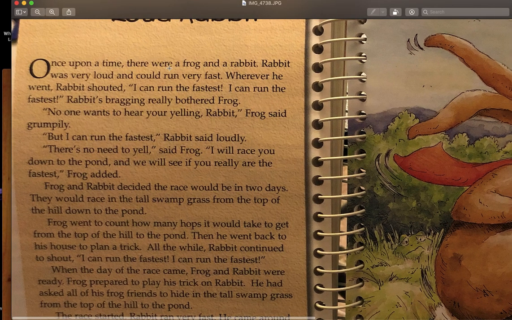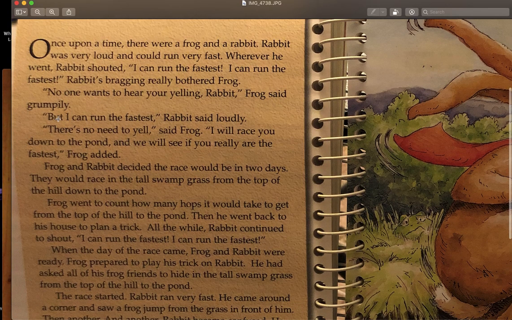Once upon a time, there were a frog and a rabbit. Rabbit was very loud and could run very fast. Wherever he went, Rabbit shouted, "I can run the fastest! I can run the fastest!" Rabbit's bragging really bothered Frog. "No one wants to hear your yelling, Rabbit," Frog said grumpily. "But I can run the fastest," Rabbit said loudly. "There's no need to yell," said Frog. "I will race you down to the pond, and we will see if you really are the fastest," Frog added.